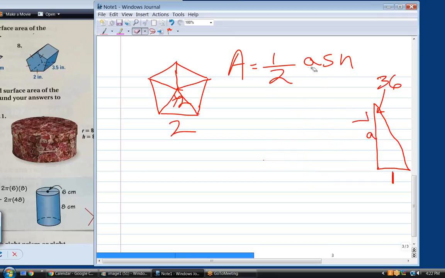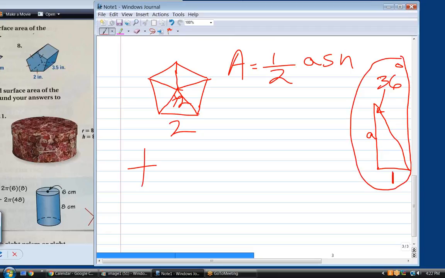Now, notice we can solve that triangle. In other words, the only thing we know is the side length is 2. We know the number of sides is 5. So the only thing we need is a, the apothem. And we're going to get it from this triangle. Okay. What trig function do I need to use? And what equation? Give me an equation that lets me solve for a given this. Tangent 36 equals 1 over a. Therefore, a must be what?